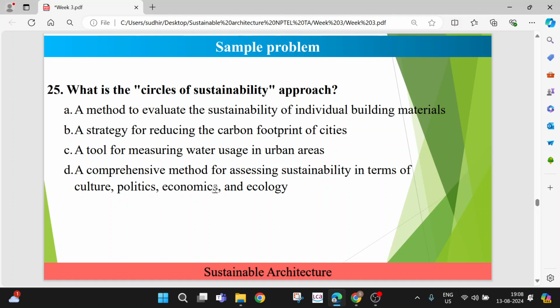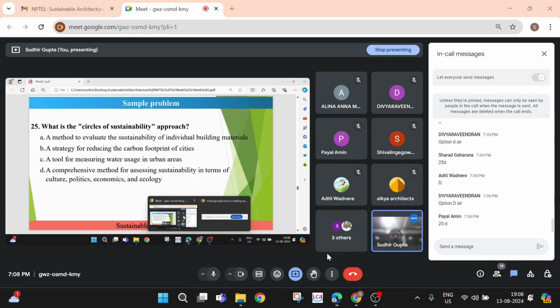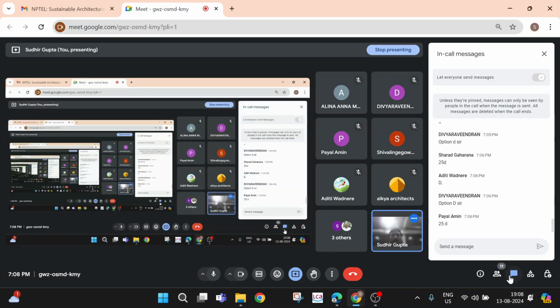Option D, sir. So all of you mark your answer, because it is B, D. It will be now noted. Option B, C, D, C. Lingam is saying B.